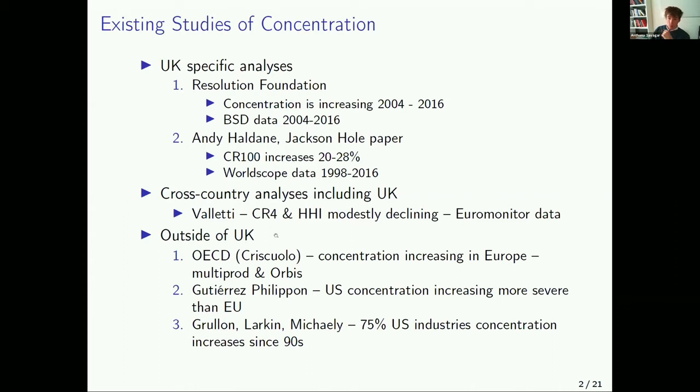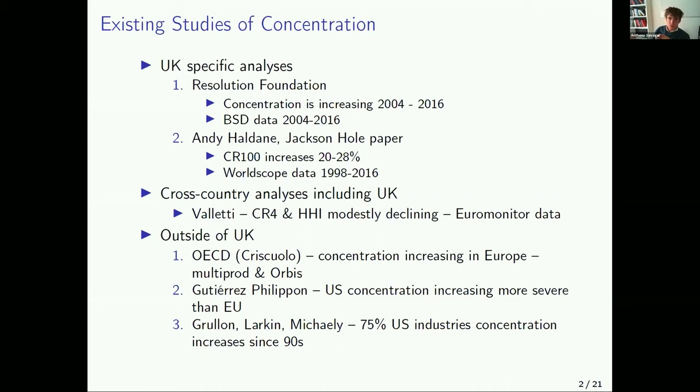And then the second quite prominent paper is a paper attached to a speech that Andy Haldane gave at Jackson Hole in, I think, 2018. But that's mainly about market power in general, so it focuses a lot on markups, and it has a small section on concentration where they say that the top 100 firms in the whole economy have seen an increase in their market share. That's based on a proprietary Thomson Reuters data set, the ESCoE data. So they don't have the granularity that we're going to have in our analysis.